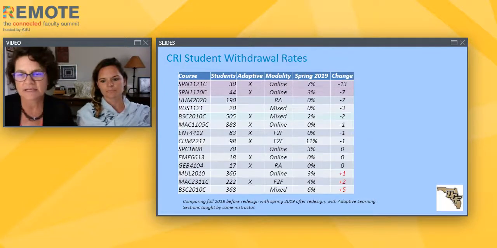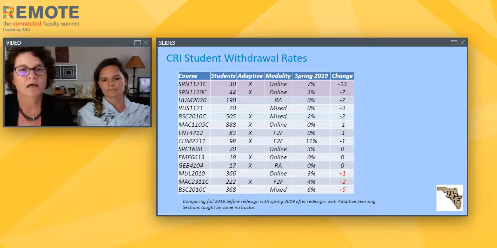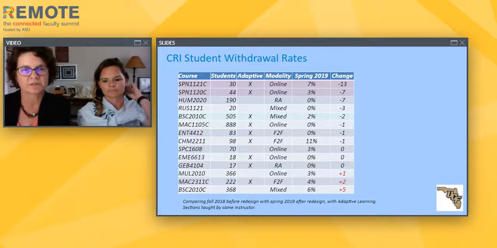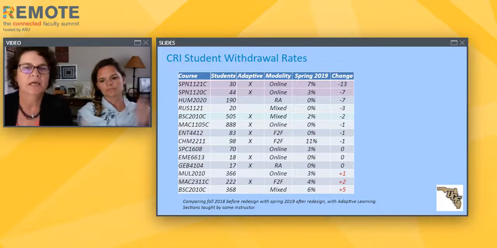Our next set of data points to student withdrawal rates. And again, it compares non-adaptive learning semester to first semester using adaptive learning, same course, same instructors, and this went down.